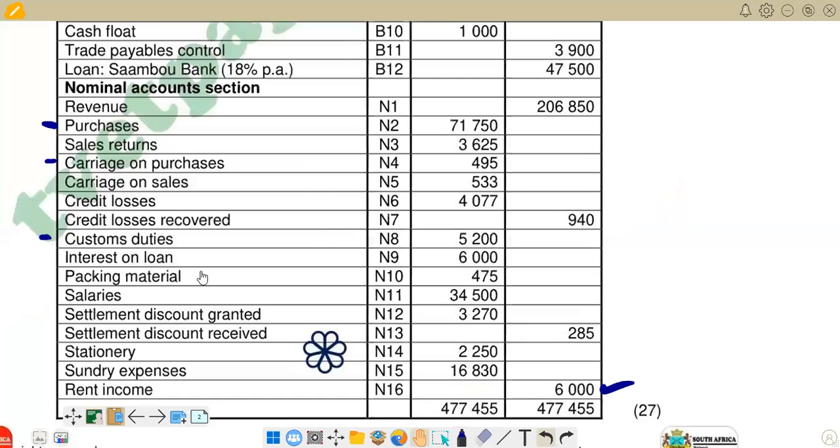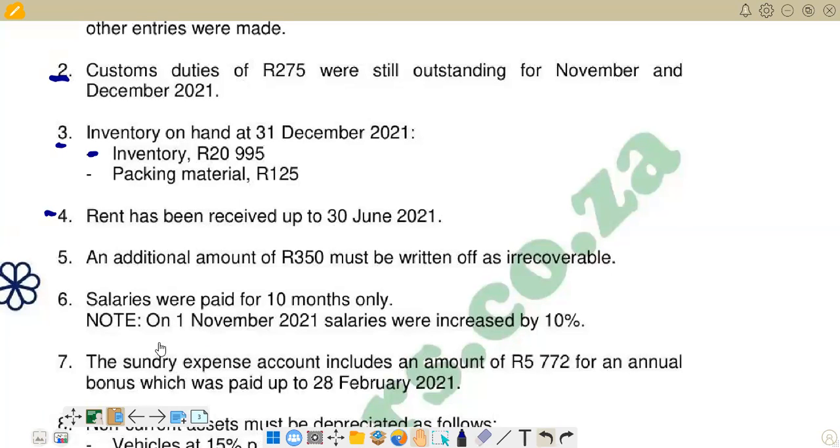Right, if you come here, you'd see that we have got salaries now, which is 34,500. But we go to the additional information again to see what we have in terms of salaries. If you go to item 6, they're saying salaries were paid for 10 months only. And then on 1 November 2021, salaries were increased by 10%. So what does it mean? It means the figure for salaries that we are given there in the list of balances represents 10 months. And then we are left with November and December. They were not yet paid. So there is an accrual that is there.